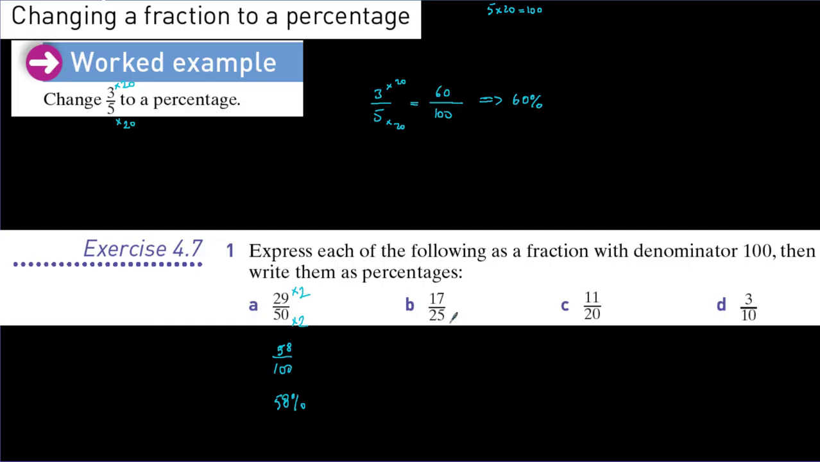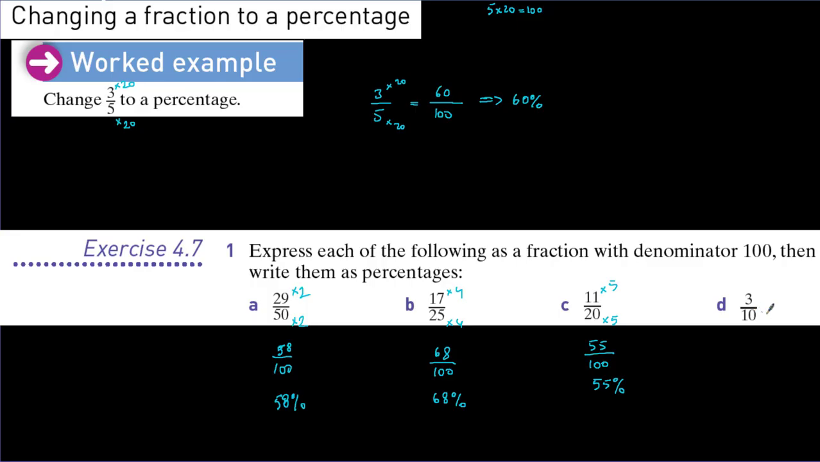Or these are different examples. 17 over 25, I should multiply by 4, the numerator by 4, so the denominator is 100 again. 25 times 4 makes 100, and 17 times 4 should be equal to 68. So the result should be equal to 68%. And I have to multiply this one, 20, by 5 to make 100. So the numerator by 5 is equal to 55 over 100. So it's equal to 55%.